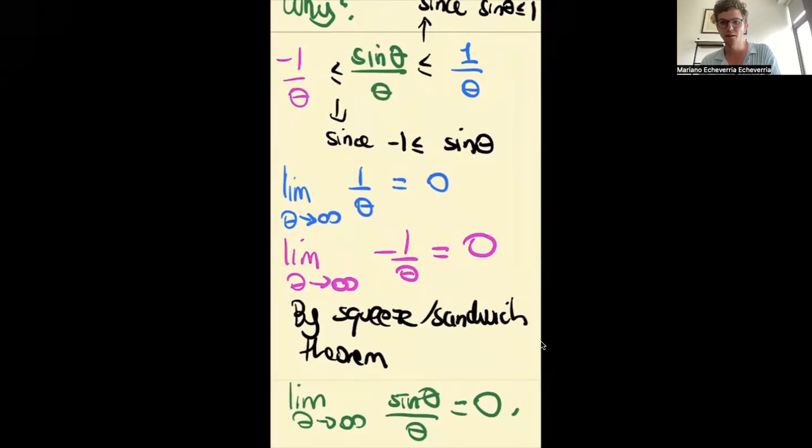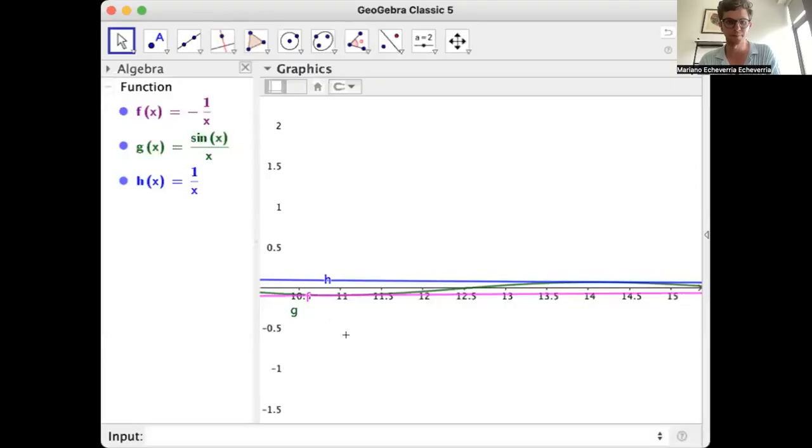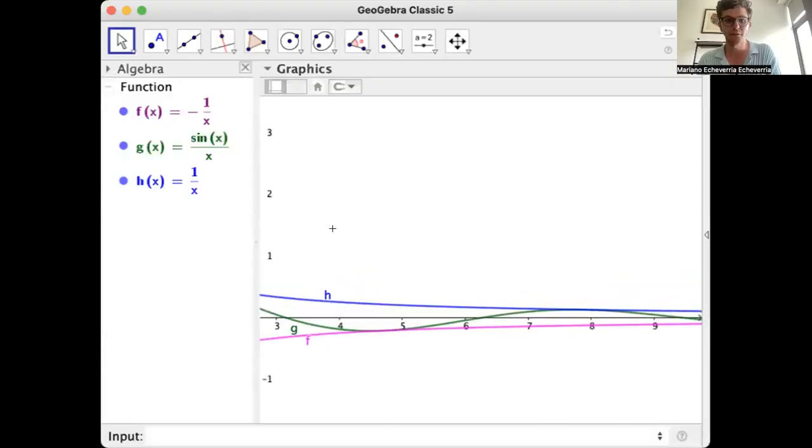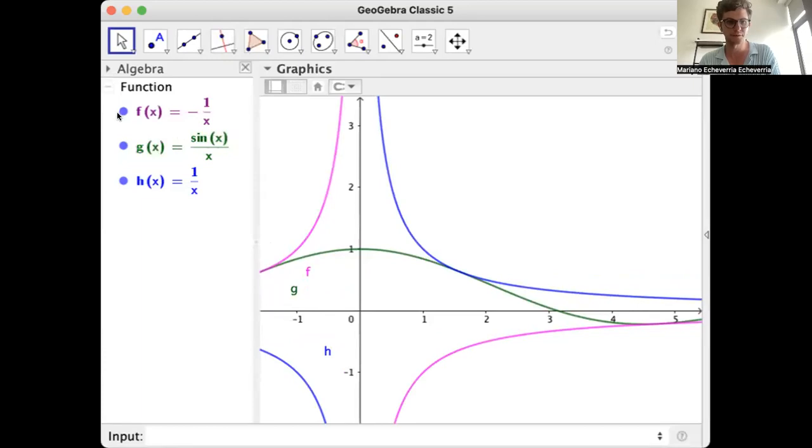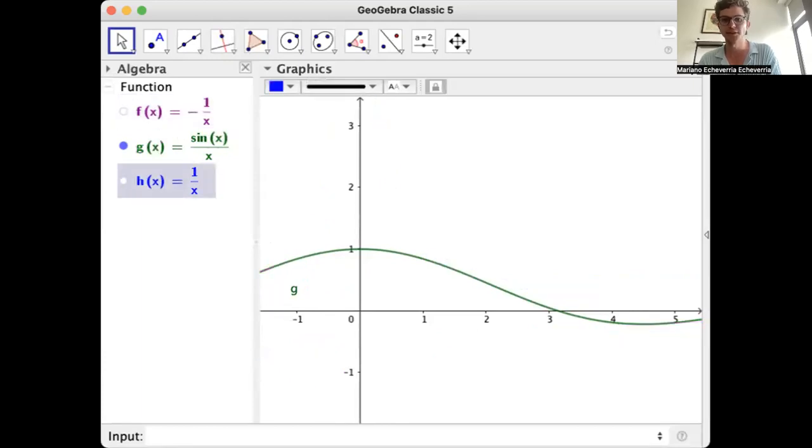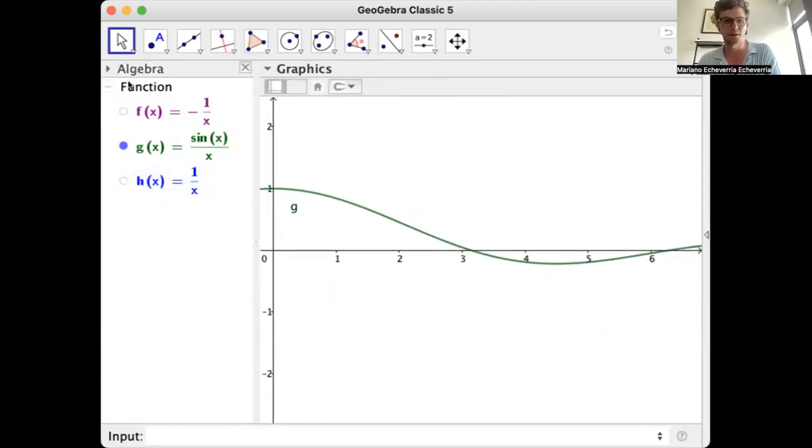Okay. So here's the next limit. If you remember, let me go back to GeoGebra. Where do I have it? Oh, here you are. So if you remember on GeoGebra, we saw that the limit as theta goes to infinity of this thing is just zero. That's what we saw with the squeeze theorem.